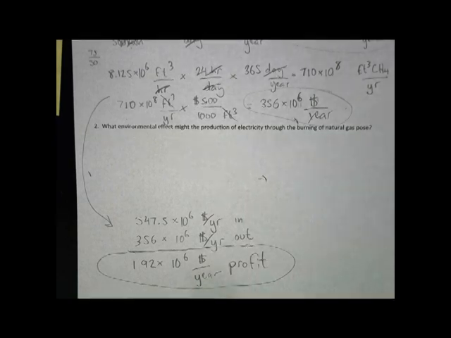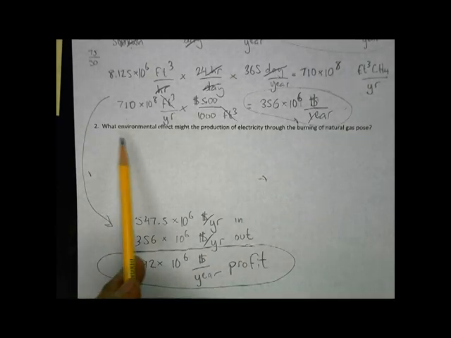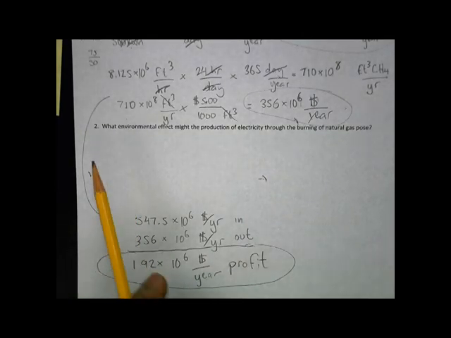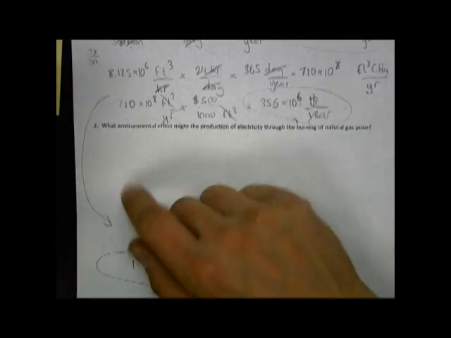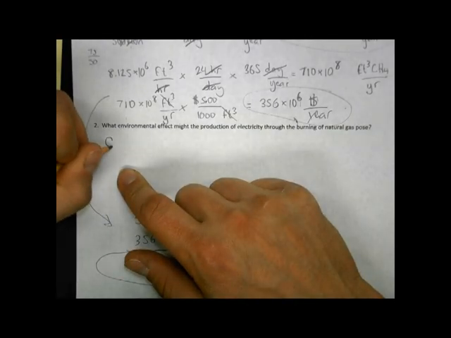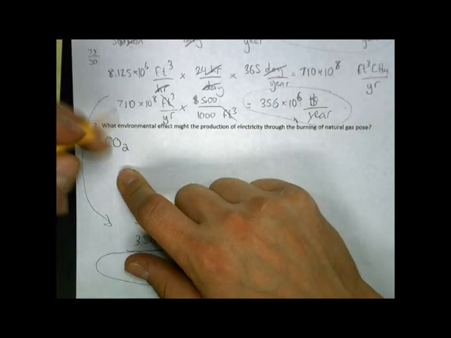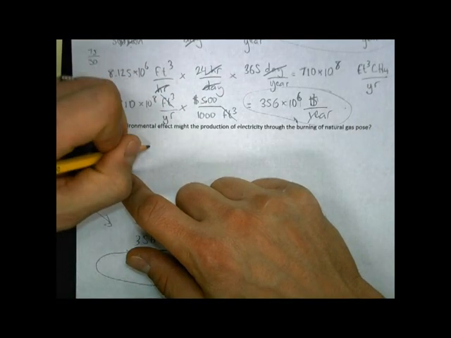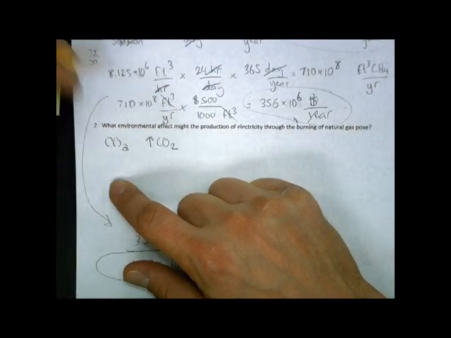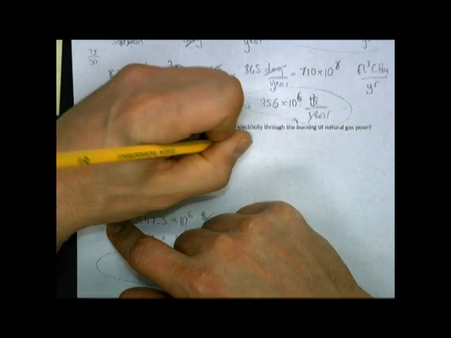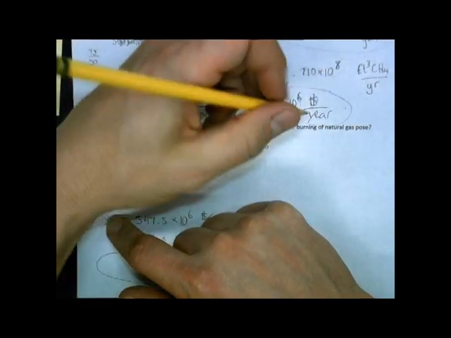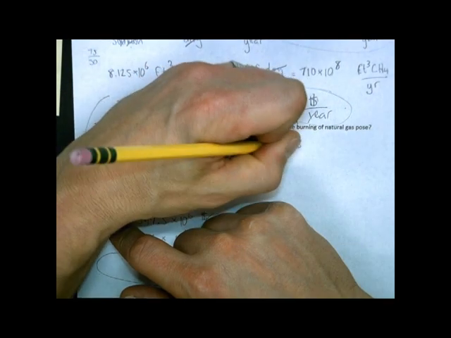Really got to walk your way through it. Last part, what environmental effect might the production of electricity through the burning of natural gas pose? If you're combusting any kind of fossil fuel, you're going to produce CO2, and the more CO2 in the atmosphere, it's a greenhouse gas, and that is going to increase global warming.